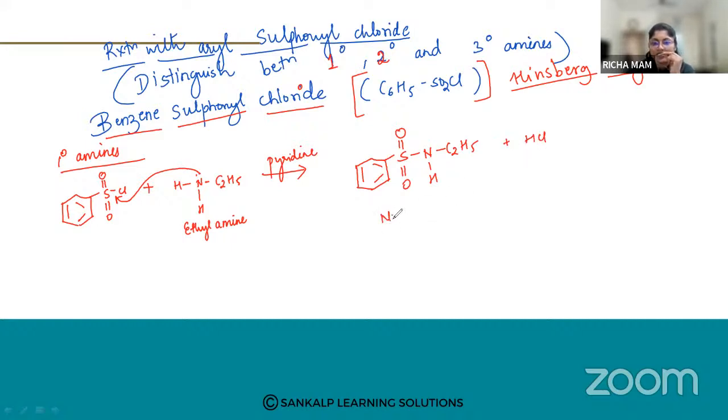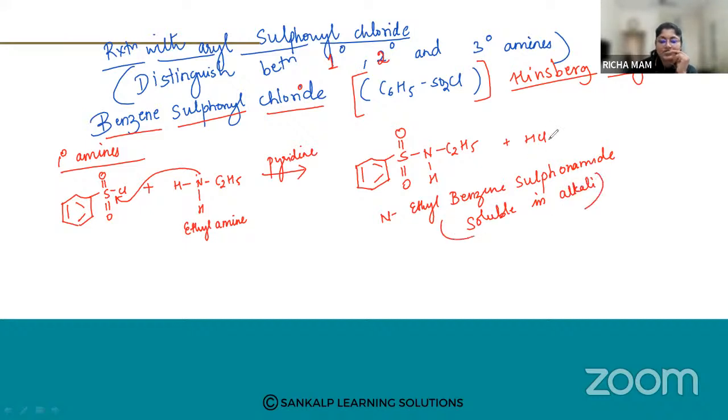The product is N-ethyl benzene sulfonamide. Okay, N-ethyl benzene sulfonamide. This is soluble in alkali. So with primary amines, what happens? The hydrogen atom which is attached to the nitrogen.